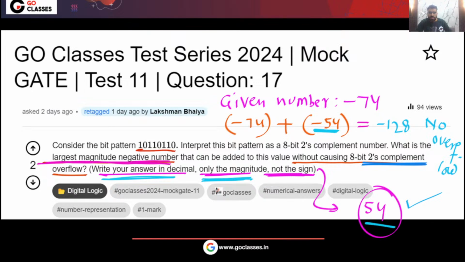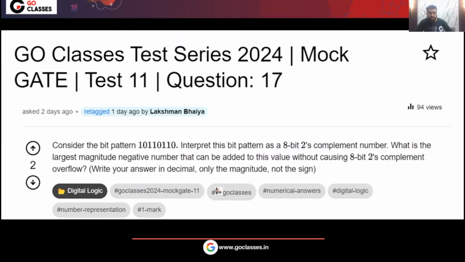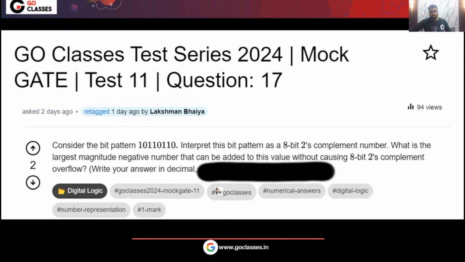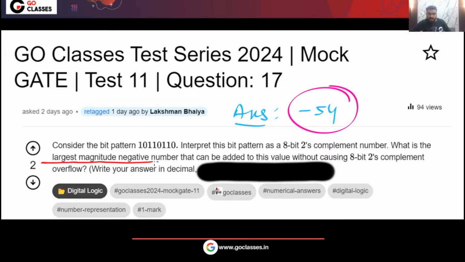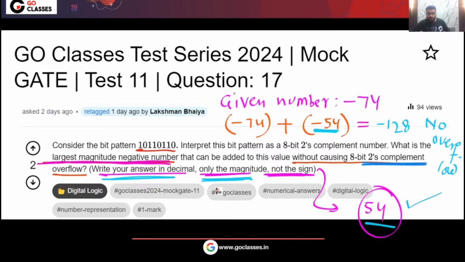Okay, is this clear? Now tell me one thing, in this question, if this last line is not given, then what will be the answer? Let's assume this line is not given, now the answer will be minus 54. Is this clear? Because this is the largest magnitude negative number. This minus 54 is the largest magnitude negative number that you can add to the given number such that no overflow will happen. So please understand, your answer will be minus 54 if this line is not given.